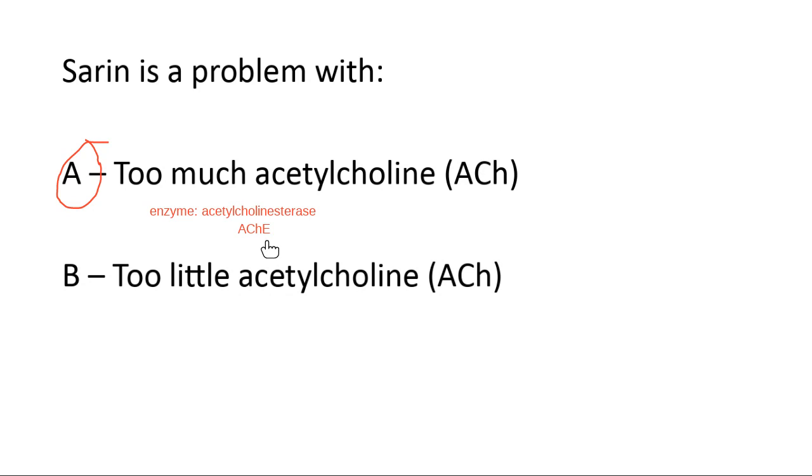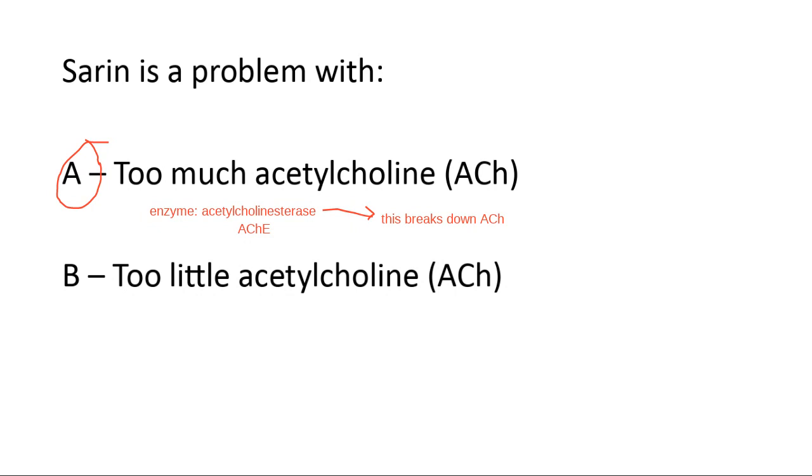When acetylcholine esterase is doing its normal job, what is the normal job of this enzyme? What does it normally do for our muscle cells? Yeah, several of us are chiming in correctly. The job of this enzyme, its normal job when it's doing what it's supposed to, is that it breaks down acetylcholine.